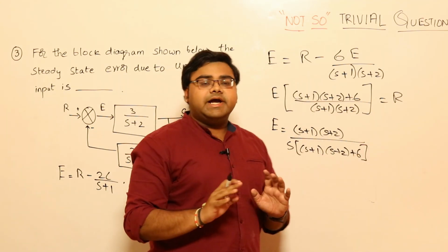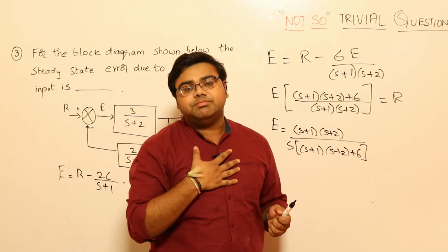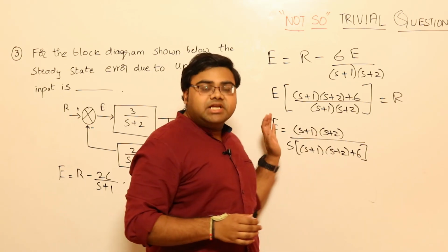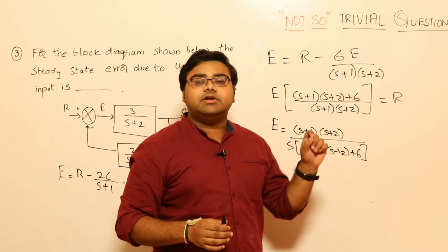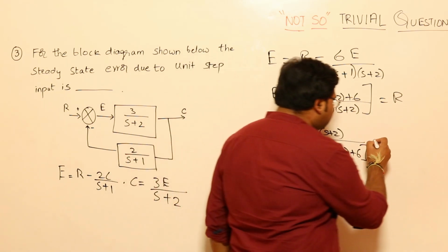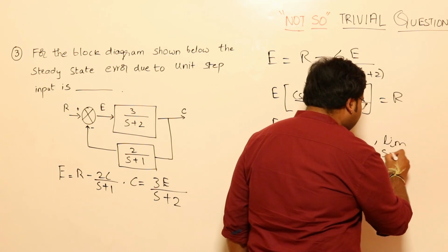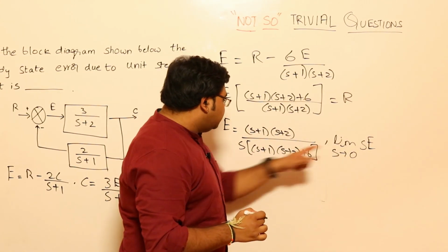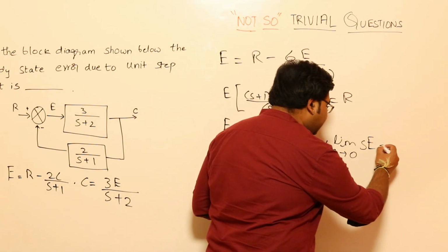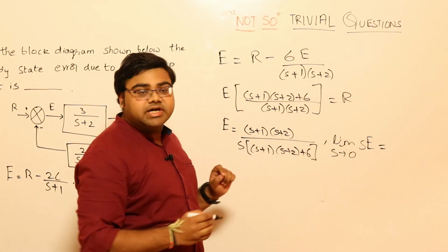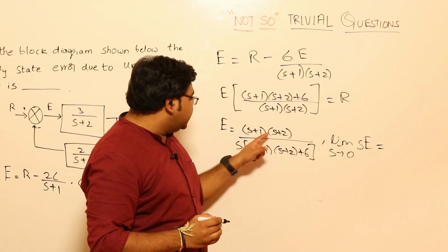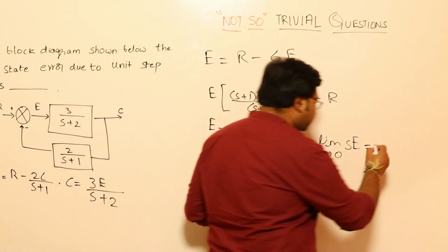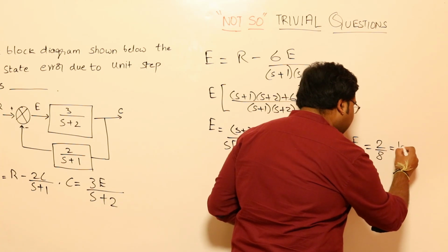Now I will not use KP, KV, all those concepts; I have bypassed them. All I have to do now is find the steady state value of this. I will use the final value theorem. What is that? The final value of E is nothing but the limit as S tends to 0 of S into E of S. So if I do that here, this S and this S will get cancelled. I am putting 0: the numerator will be 1 into 2, the denominator will be 1 into 2 plus 6. So 2 divided by 8, which is nothing but 1 by 4.